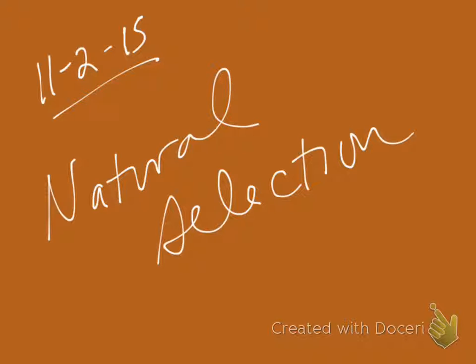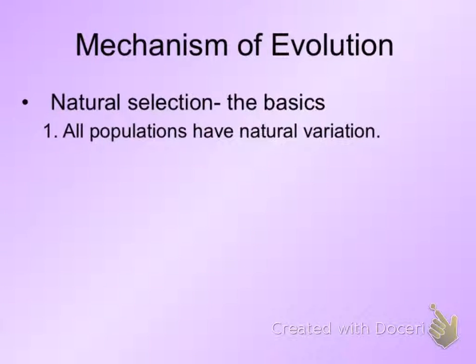And we are skipping around in the slides. These are the pretty simple slides at the end of your stuff. So, natural selection, the very basics. This is how evolution happens. All populations have natural variation.